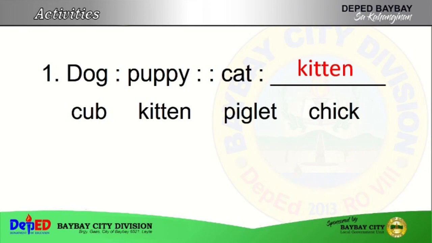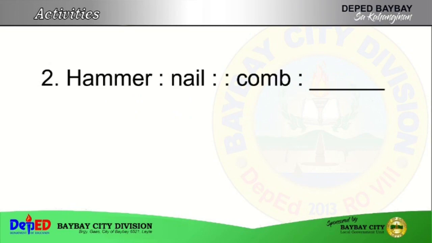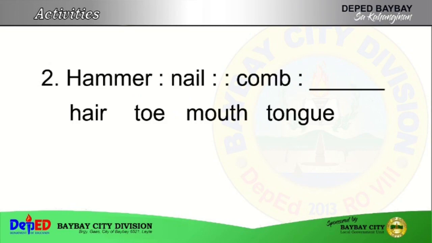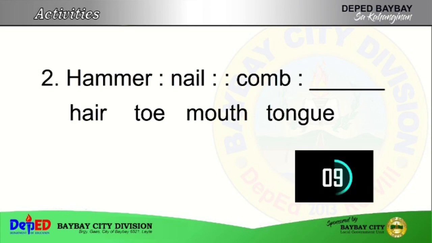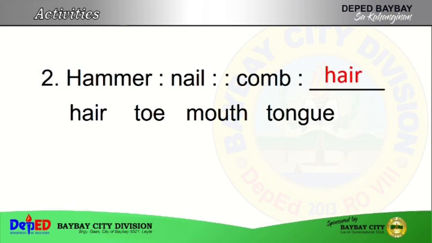The correct answer is kitten. As what we have discussed in the previous activity, a puppy is a baby dog while a kitten is a baby cat. If you got a correct answer, then let's proceed to the next number. Number 2. Hammer is to nail, as comb is to blank. Hair, toe, mouth, or tongue? The correct answer is hair.